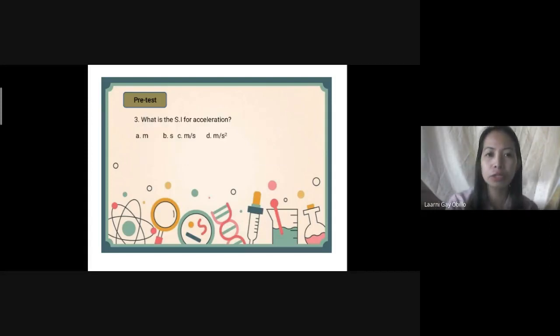Next, for number 3. What is the standard unit for acceleration? A. Meter. B. Seconds. C. Meter per second. Or D. Meter per second squared. Write your answer.